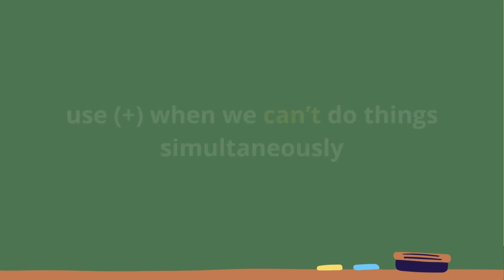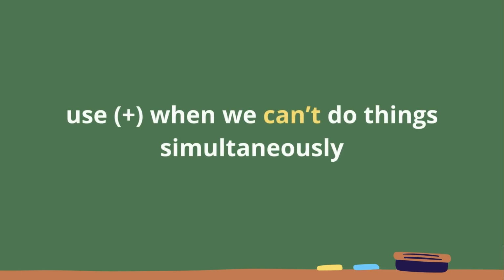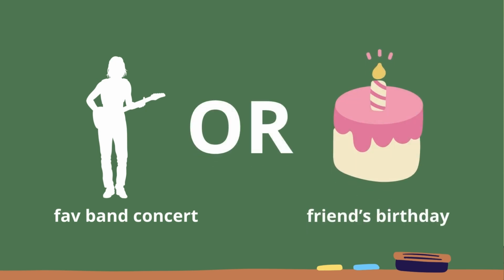We use addition, or the operator "or", when we can't do things together at once. Imagine your favorite band from abroad is coming to your country, but unfortunately, they're not performing in your city. However, on the same day, your friend has invited you to be the MC at their birthday celebration, which is happening in your city. In this situation, you can't be in two places at once. You have to choose between attending the concert or being the MC at the birthday party.